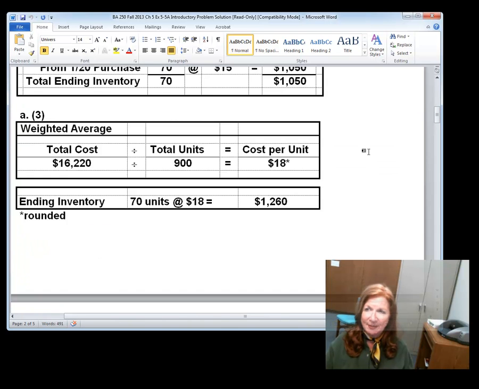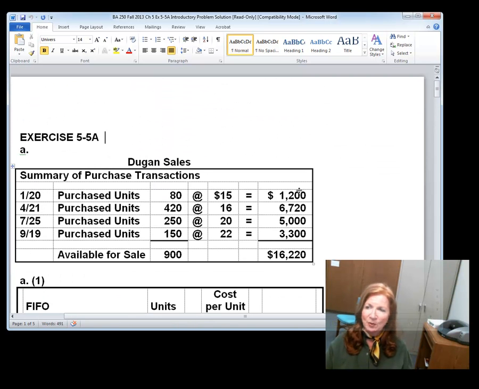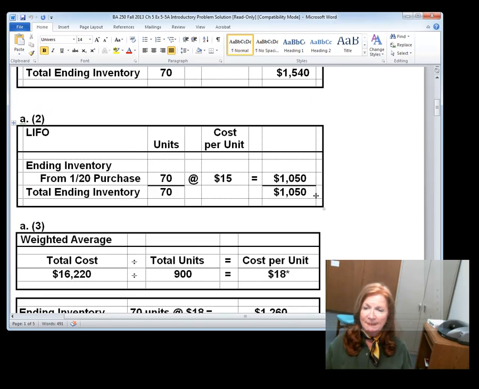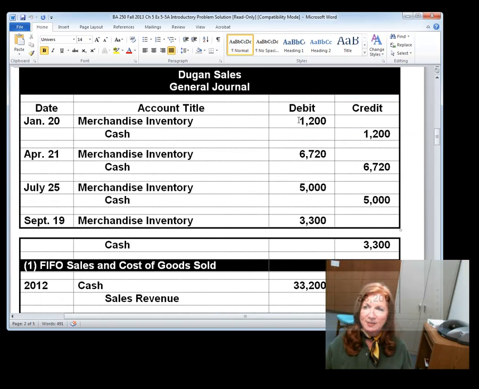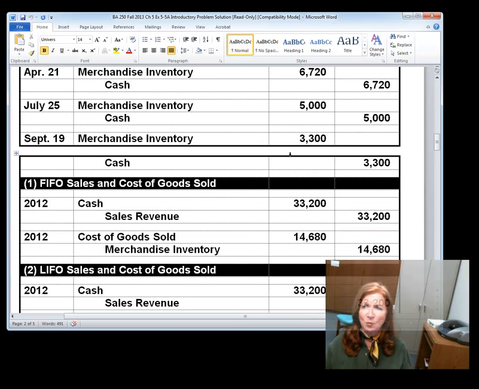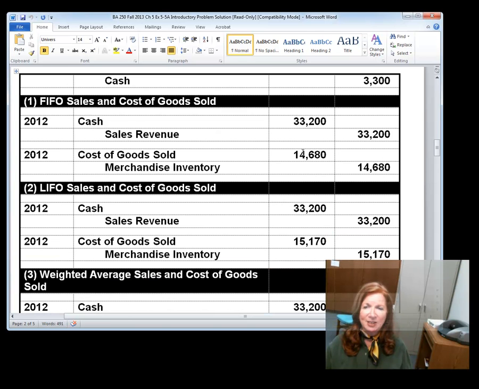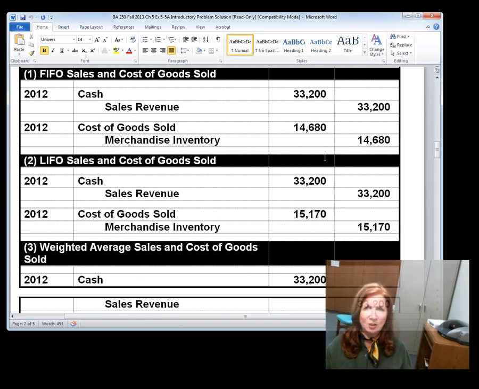And the first one, up here in our perpetual inventory, $1,200, $67.50, $5,000, and $3,300. So we have each one of those purchases to make. So here's the $1,200 purchase, the $6,720 purchase, the $5,000 purchase, and the $3,300 purchase. Now that's the purchases under FIFO. So we're going to turn our attention then to the cost of goods sold.